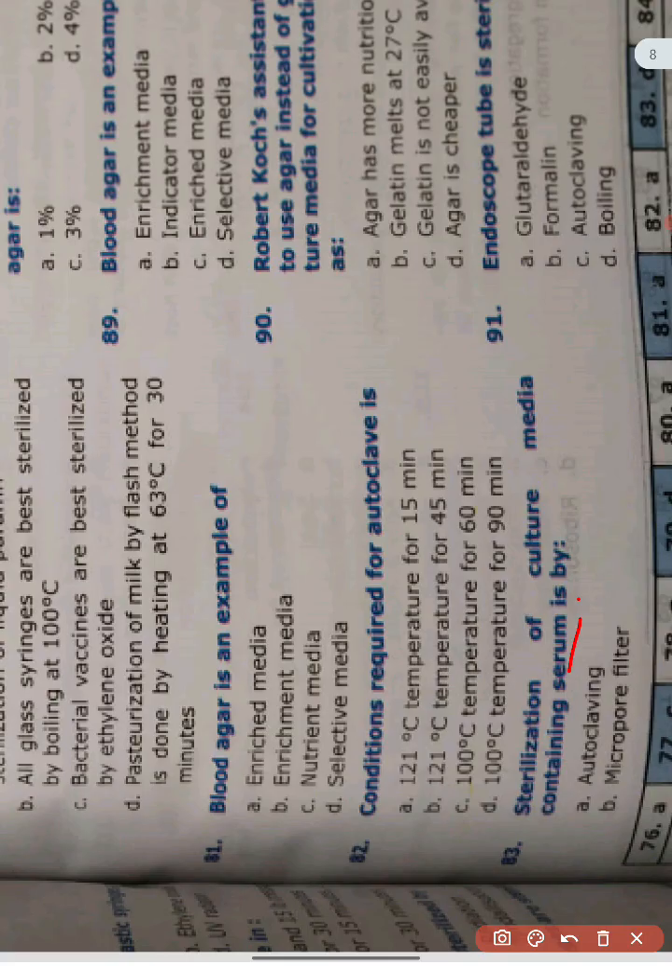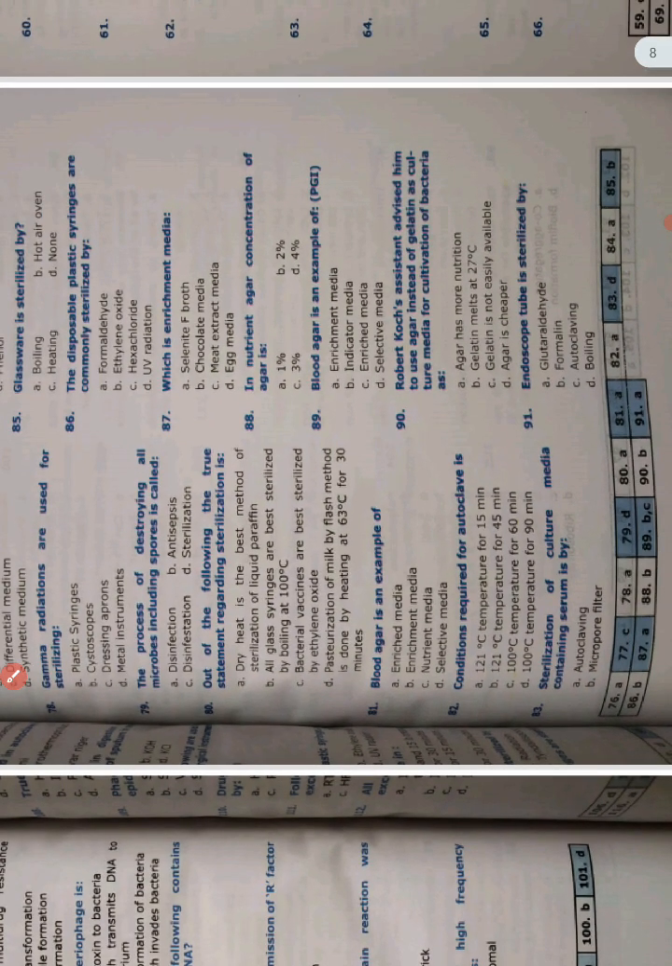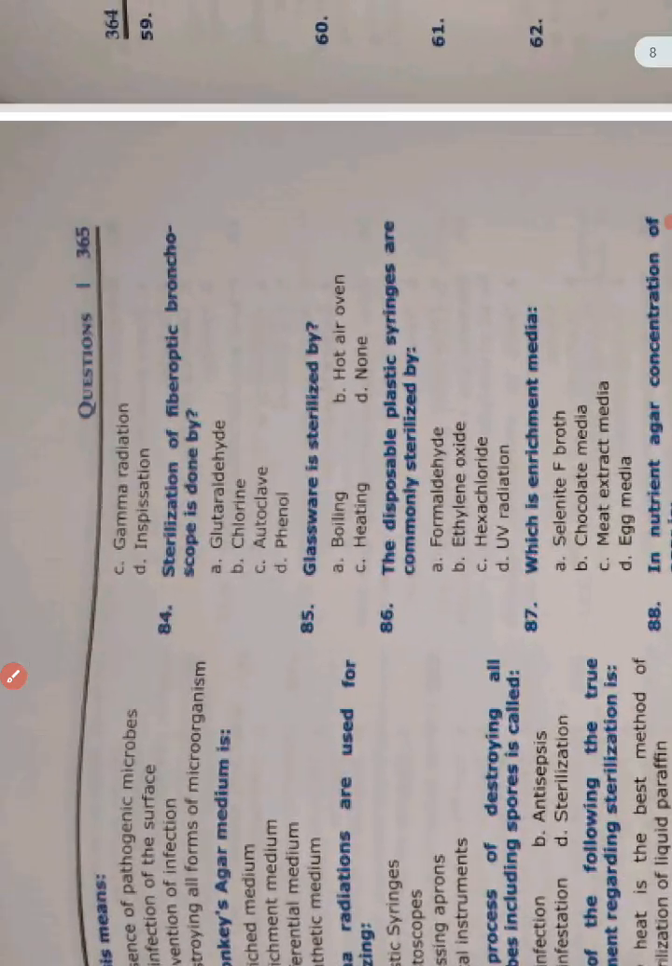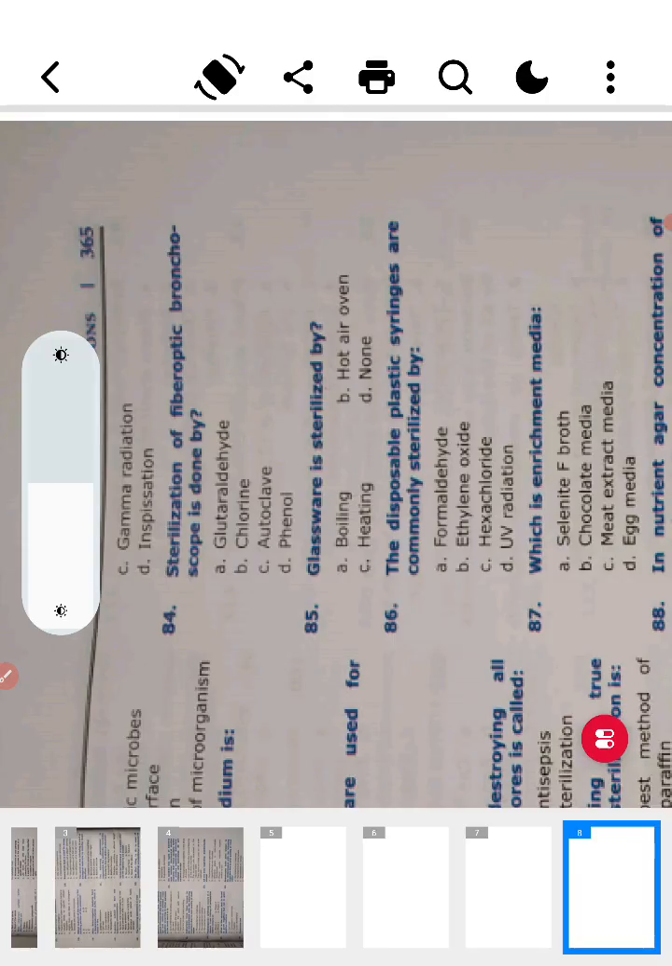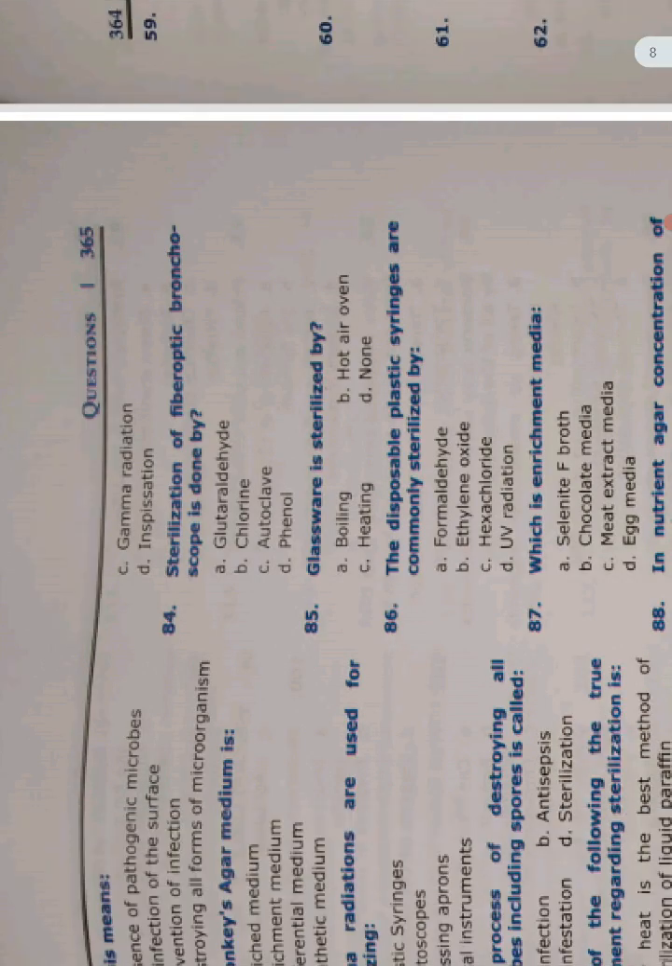Culture media, just now we discussed. Sterilization of culture media containing serum, you can do by inspissation. What is that method? Inspissation. So heating at 80 to 85 degrees Celsius for 30 minutes for 3 consecutive days. Used for protein-rich media like LJ and Dorset's egg media and serum-based Loeffler serum slope.